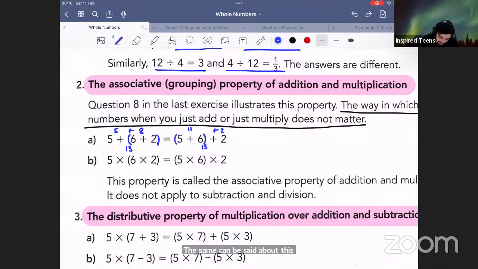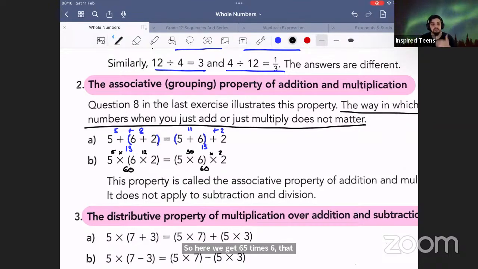Here we grouped 6 times 2. So 6 times 2 is 12. Let's use 6 times 2 is 12. 5 times 12 is 60. So here we get 60. 5 times 6, that is 30. 30 times 2, that is also 60.